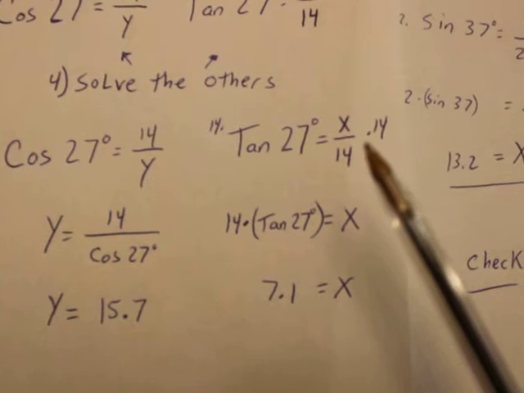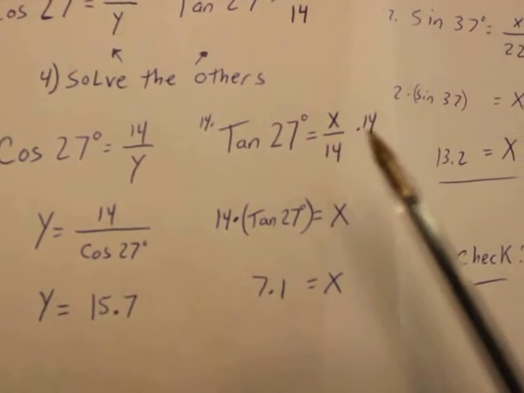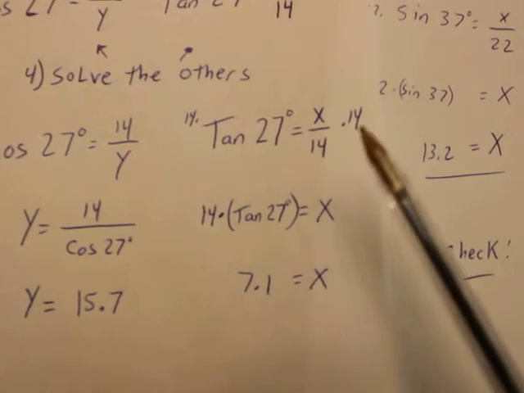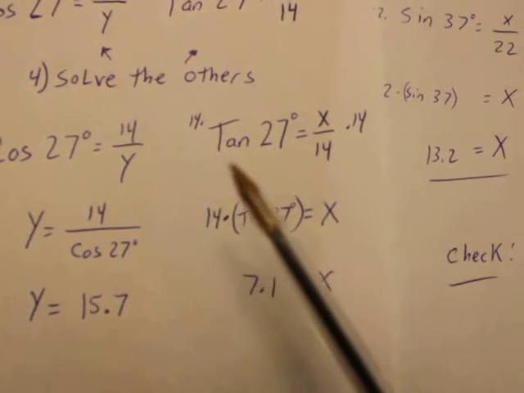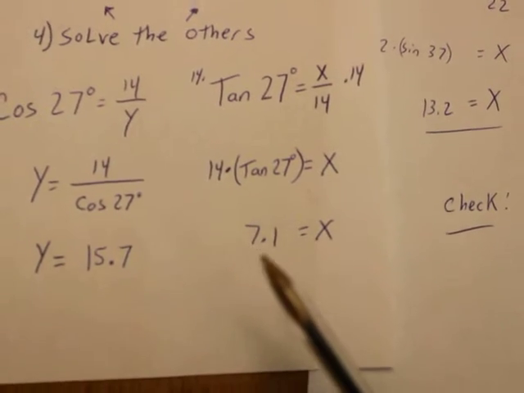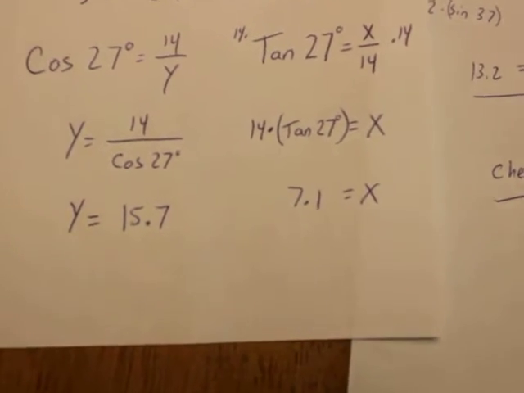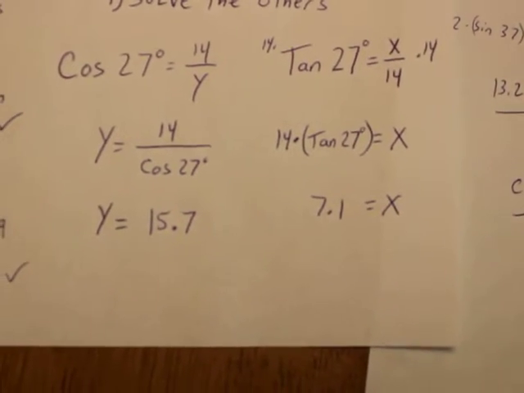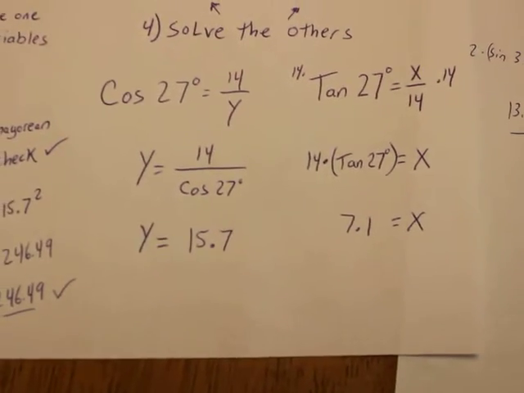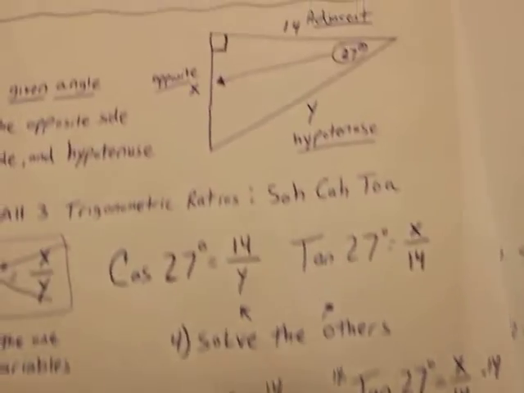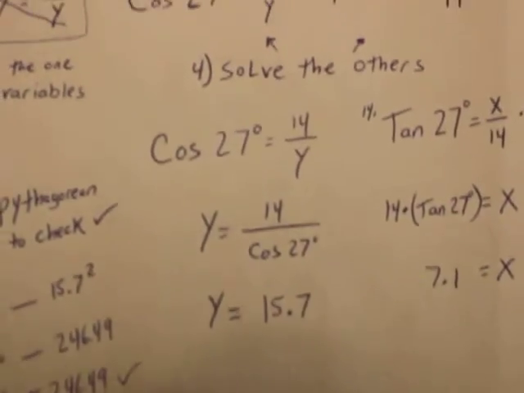Over here, this one's different because the x is in the numerator. So this is the one where I multiply both sides by the denominator, which I did, and you get 7.1. Now the last thing I'm going to ask you to do is check your work. So if x is 7.1, and y is 15.7.